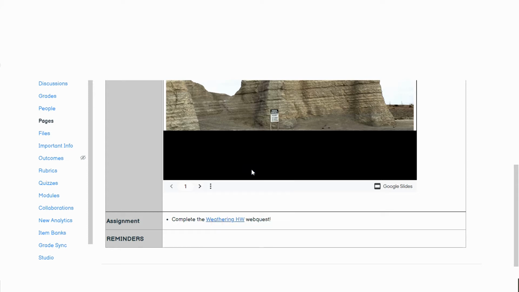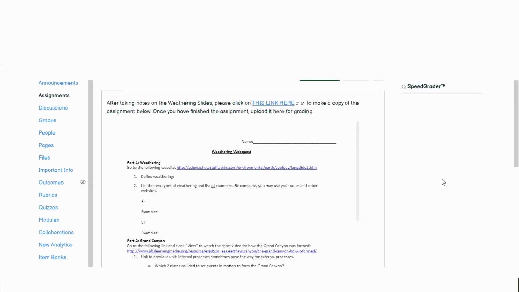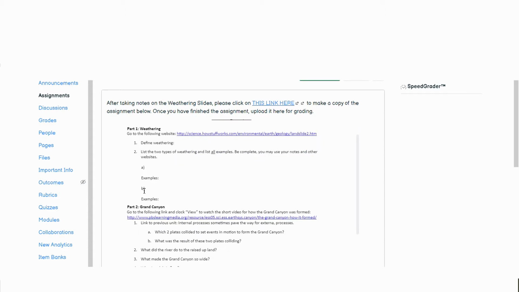I'm going to open this in a new tab. Your weathering homework assignment is actually a web quest. So you're going to go to this website here, and you are going to look for answers to all of these questions here. So define weathering, tell me the two types, and then list all of the examples of those two types of weathering. You can also find this in your notes.